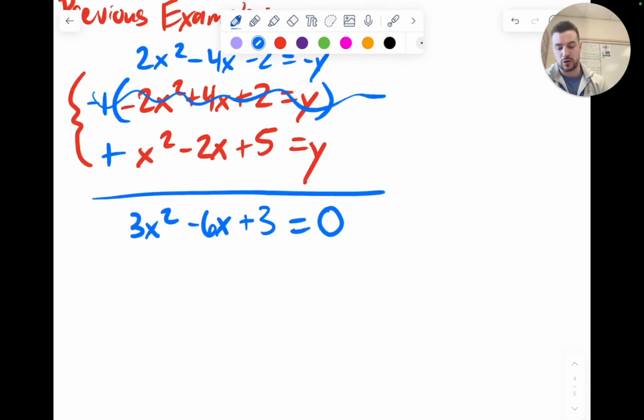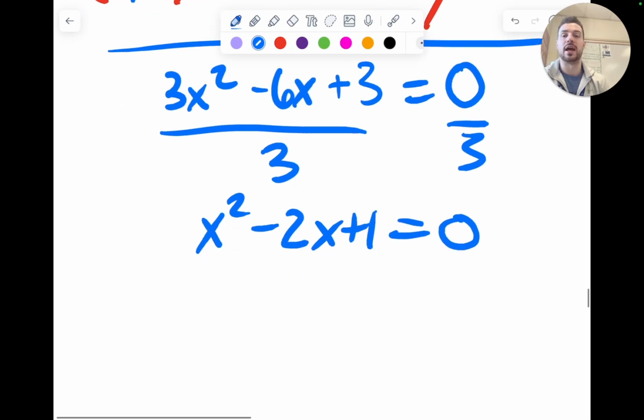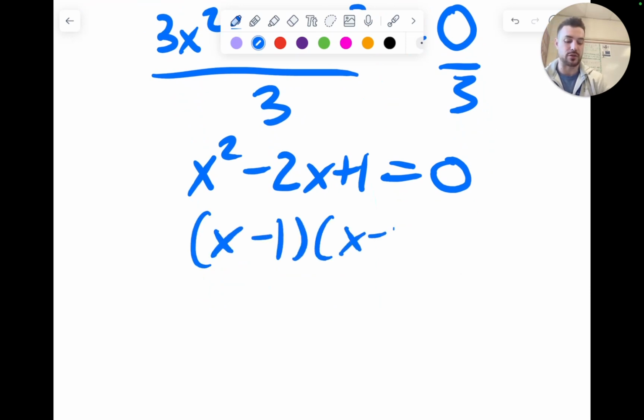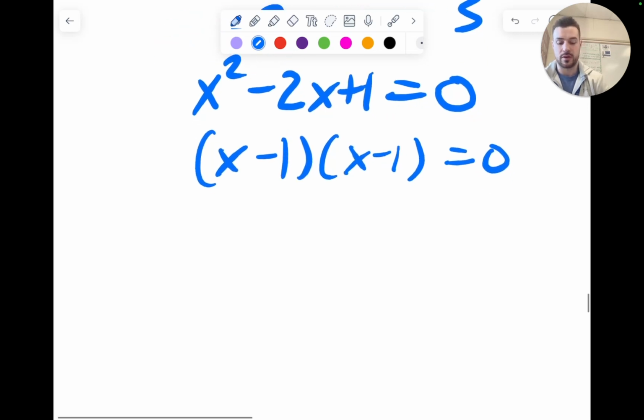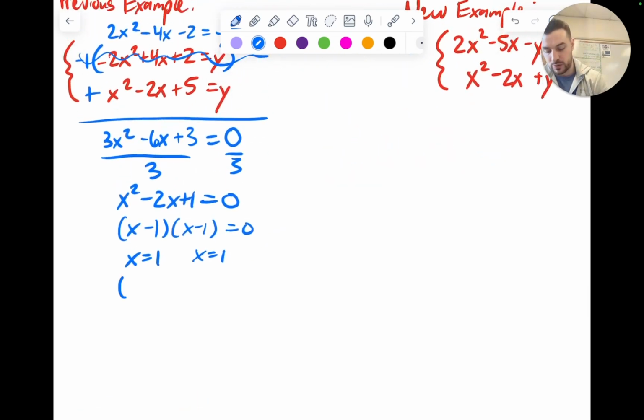I wasn't going to do it, but why don't we go ahead and quickly solve. We get x squared minus 2x plus 1 is equal to 0, and we divide out a GCF. Then we factor into x minus 1 times x minus 1, which is still equal to 0. And we get x equals 1 as our solution. We need to plug back in, which we can quickly do, to our bottom equation, and we are left with a solution of (1, 4).